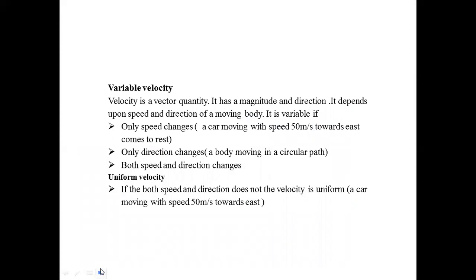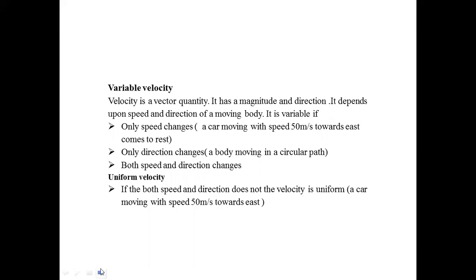Next, we have to discuss variable velocity or non-uniform velocity. Velocity is a vector quantity, so it depends upon both magnitude and direction. It means that it depends upon magnitude of the speed as well as direction of the moving body. So velocity will be variable or non-uniform. That is, it will not have the same value. Its value will continuously change if only the speed is changing.